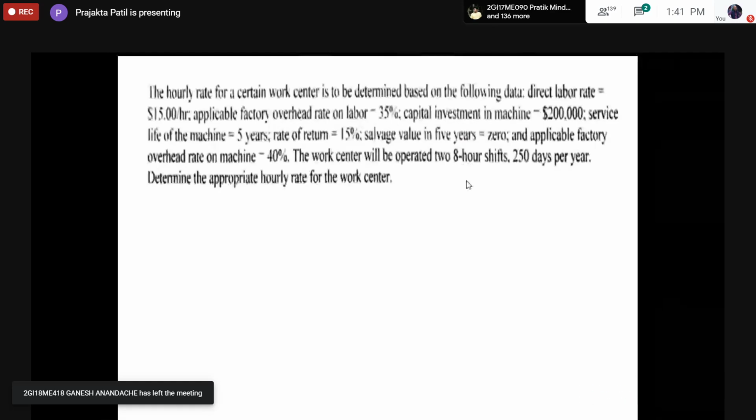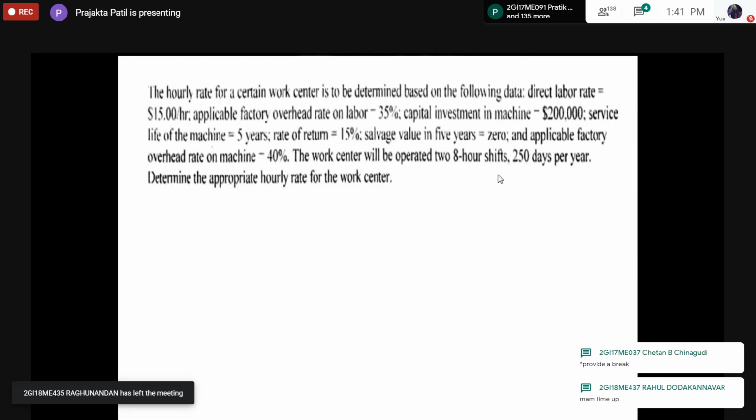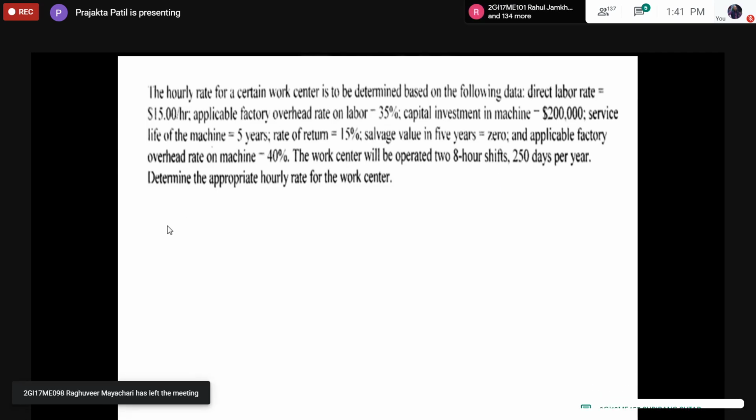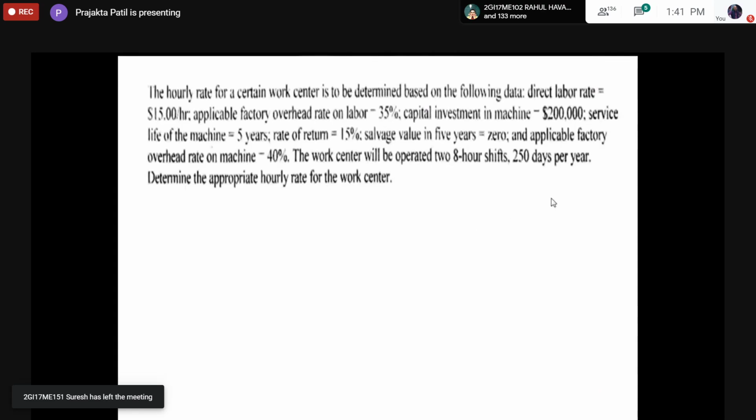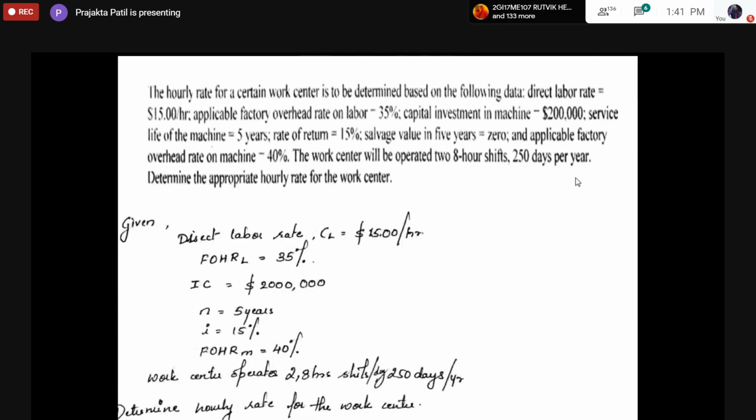So 16 hours per day, into 250. In a day, they have 2 8-hour shifts, for 250 days per year. Determine the appropriate hourly rate of the work center. In the previous problem that we have solved, it was just 1 8-hour shift, so you did 8 into 250. But now here, it will be 2 into 8 into 250. It will be different. Okay, so this is the given data.